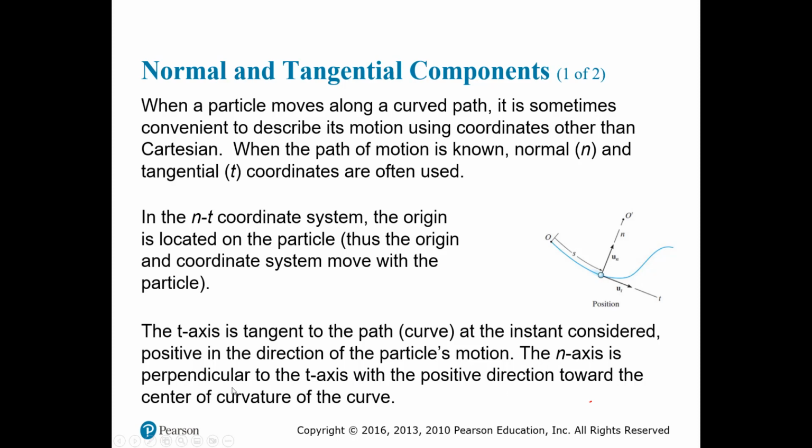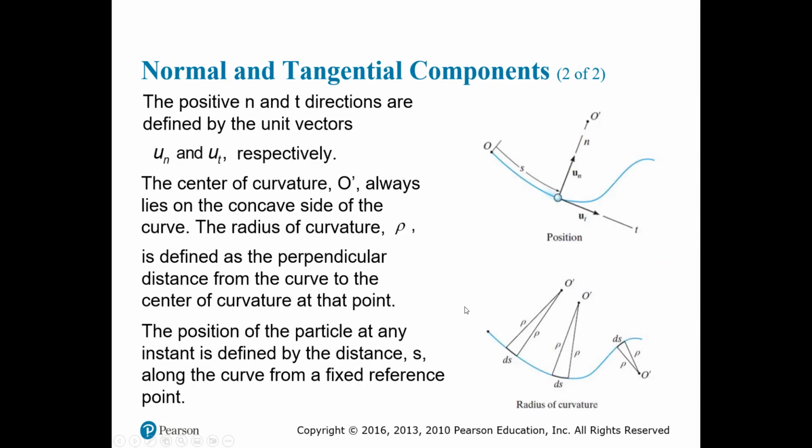The normal axis is perpendicular to the t-axis with the positive direction towards the center of the curvature of the curve. All right, so the normal is always pointing to the center, normal to the tangent, and that's what we need to define. So the positive n and t directions are defined by the unit vectors. As you know from statics, every time we're treating vectors, we always have a unit vector that is defining the direction of the vector in question. So the center of the curvature O prime always lies on the concave side of the curve.